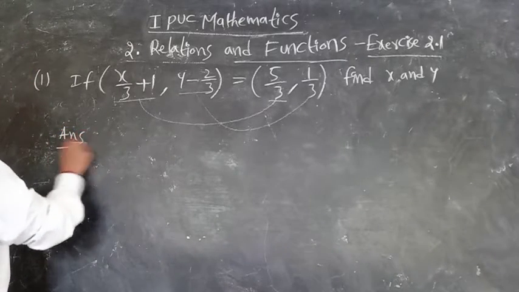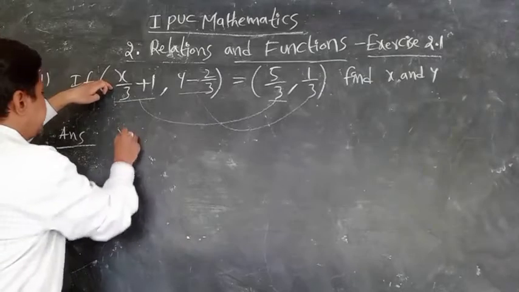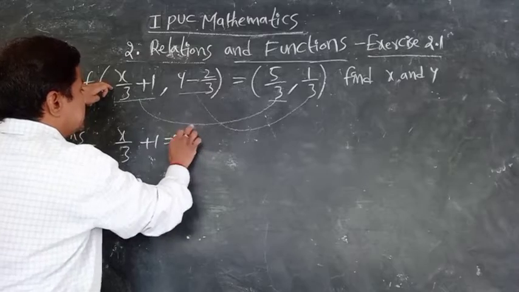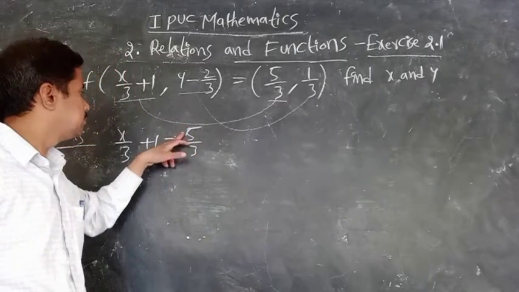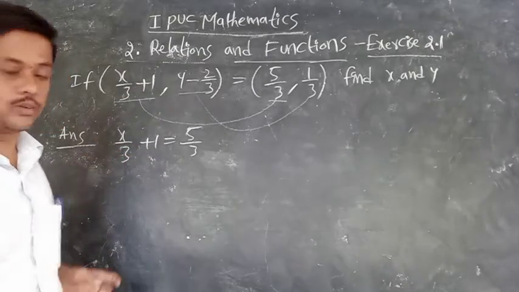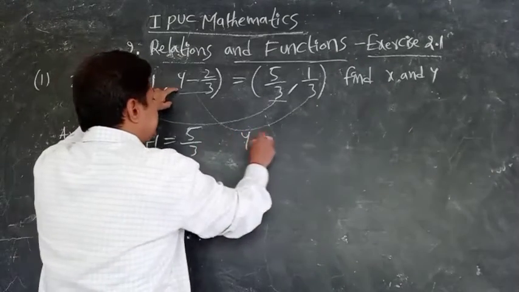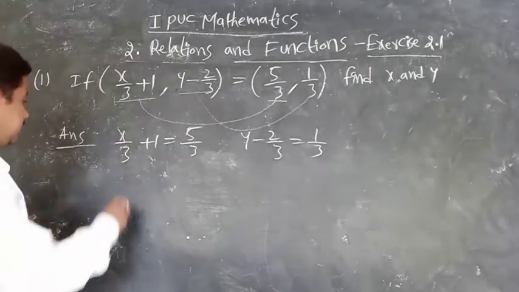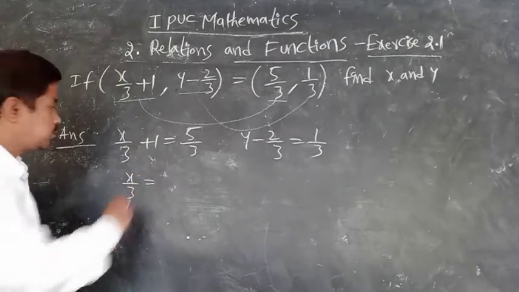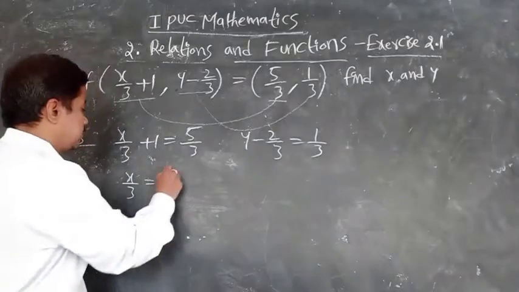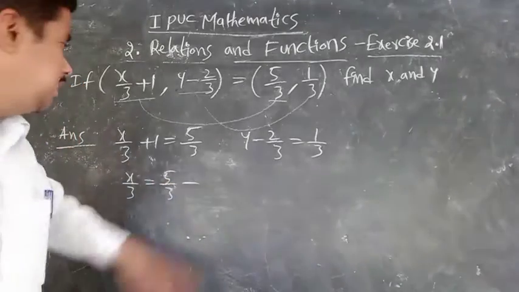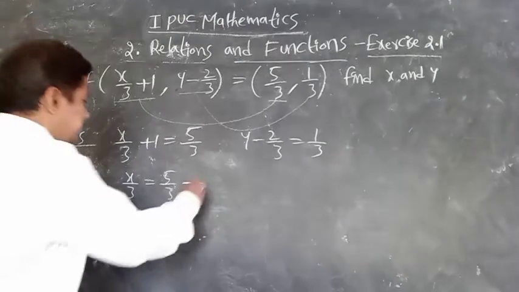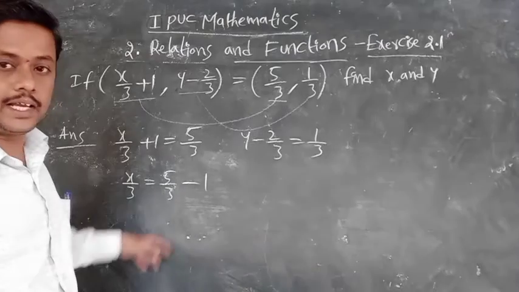How to do this one? Equate it. So x/3 + 1 is equal to 5/3. And another one, y - 2/3 is equal to 1/3. Simplify. x/3 is equal to 5/3 minus 1. The 1 is moving to the RHS, so it will become minus 1. So calculate this one.